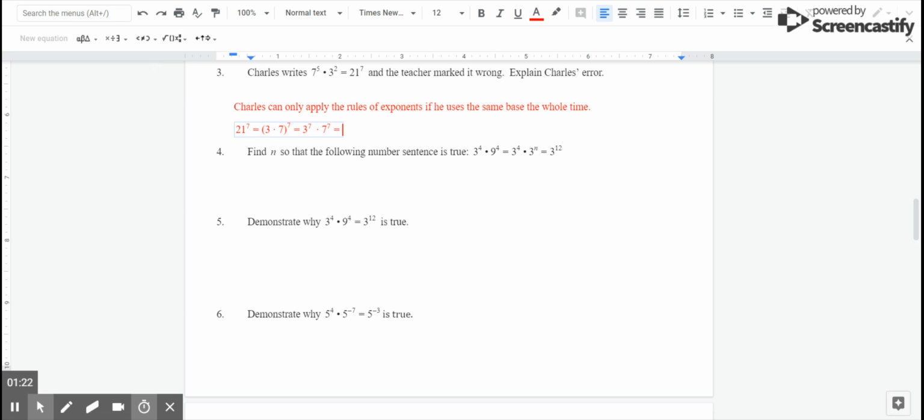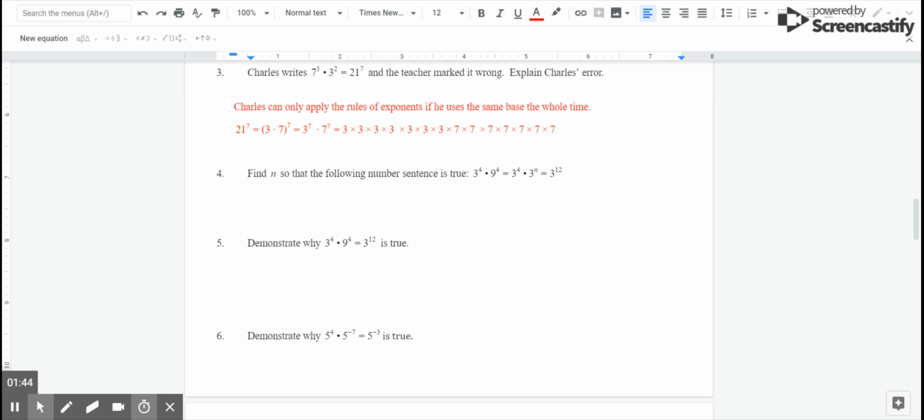So if I think about what this means, I'm taking 3 times itself 7 times, times 7 times itself 7 times. That's what the right-hand side of this equation looks like. Let's take a look at the left-hand side of this equation.